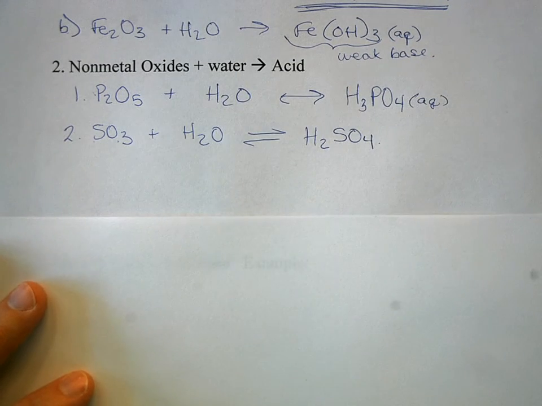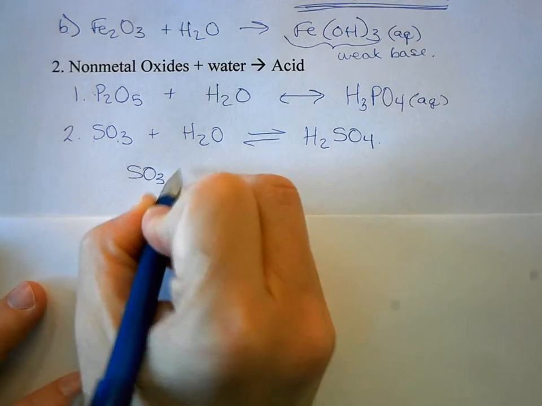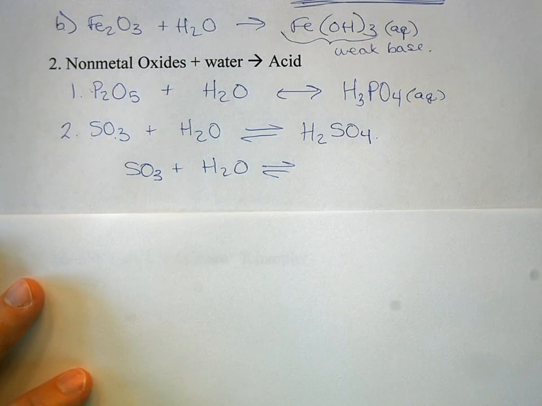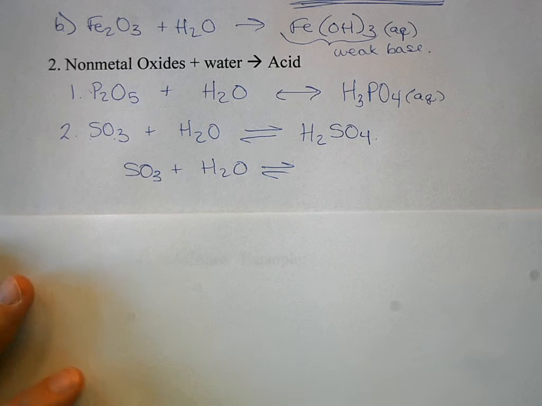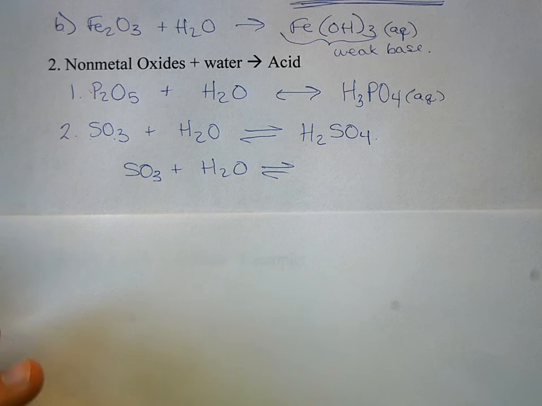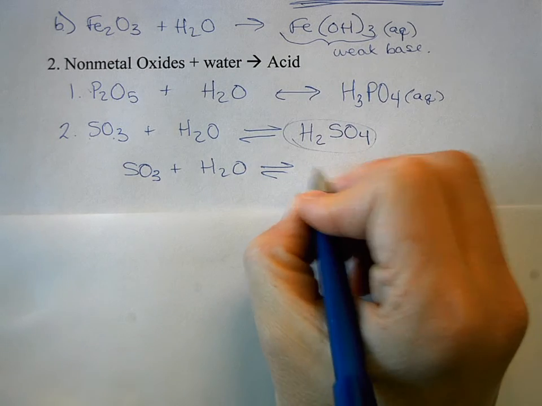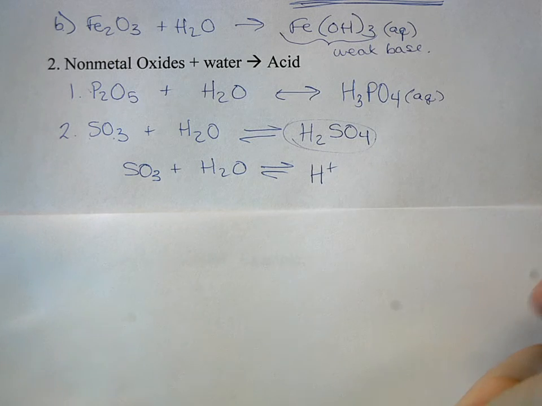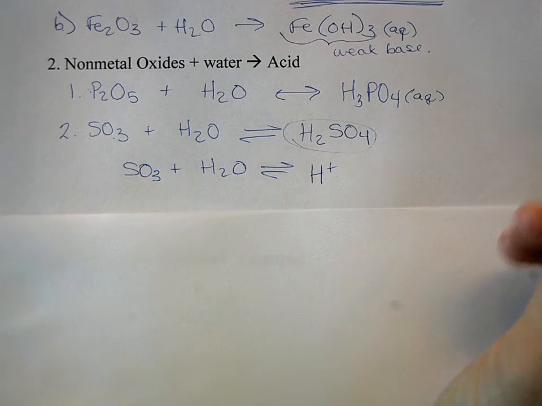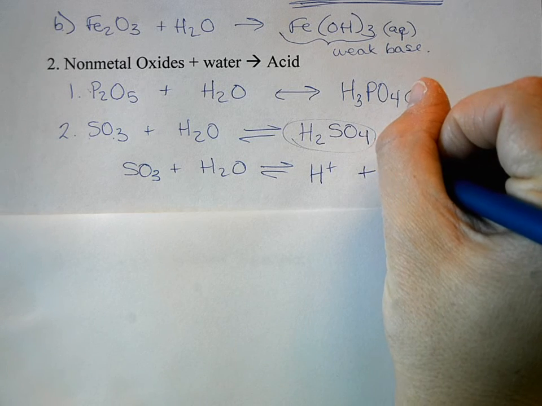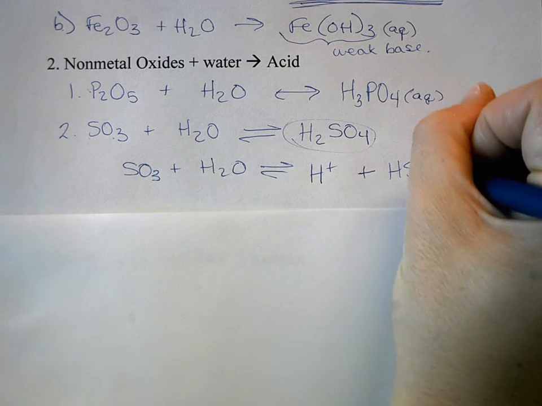So if I write it out correctly, I should write SO3 plus H2O, and then the most correct way is to do it like the first step. You know how with the polyprotic acids we did it in steps, and the first step is the only one that is the strong acid. So this sulfuric acid right here is going to dissociate and be a hydrogen ion and an HSO4 minus.